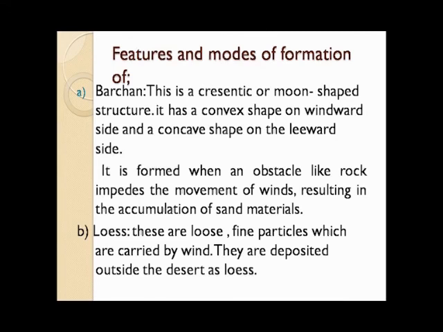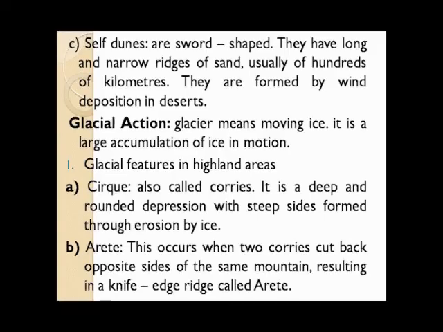Loess, just like the name implies, these are loose, fine particles which are carried by wind, and they are deposited outside the desert as loess. We also have the seif dunes. Seif dunes are sword-like shaped. They have long and narrow ridges of sand, usually of hundreds of kilometers. They are formed by wind deposition in desert.